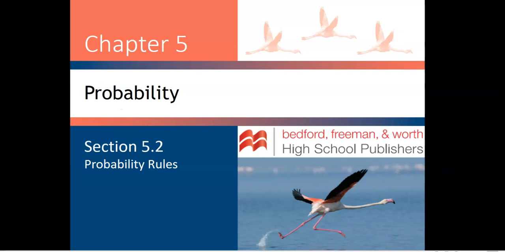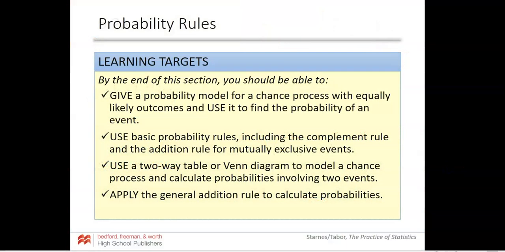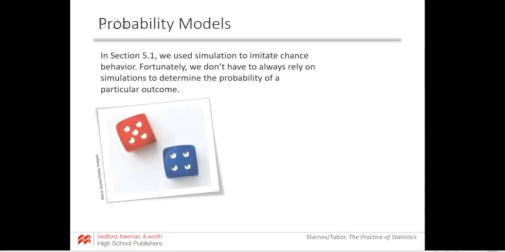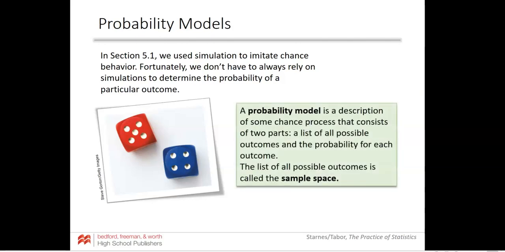Okay, so we're at the start of 5.2, probability rules. It's our first lesson. In this section, we use simulation to imitate chance behavior, right? That's what we've been doing. We don't always have to do simulations to determine the probability of an outcome. Sometimes we can just use probability.